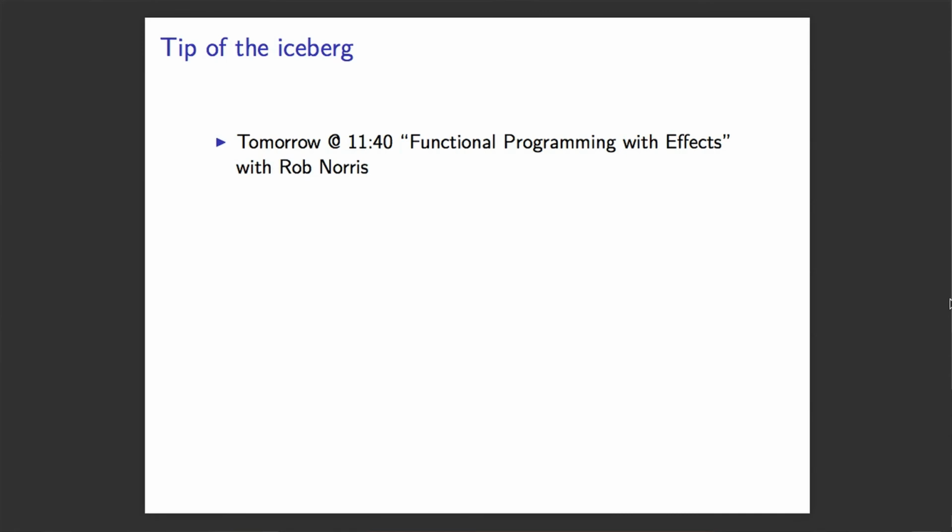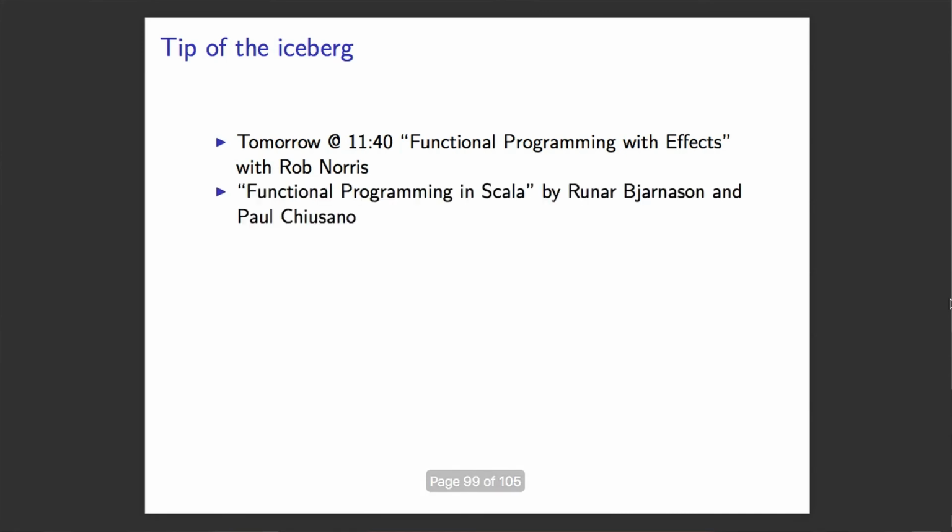If you want to learn even more on your own outside this conference, I encourage you to buy this book called Functional Programming in Scala by Runar Bjarnason and Paul Chiusano. It's often fondly referred to as the red book. Buy it, do the exercises, internalize it. It's a really good book, not just for functional programming in Scala, but for functional programming in general.